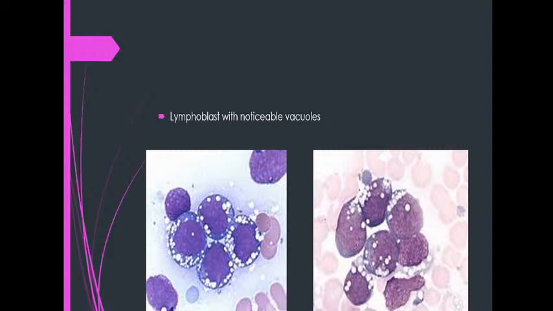Now, if you want more details, look at the nucleus. What's the appearance of the nucleus? Is it dense? Is it homogeneous? Is it what? Is it coarse?